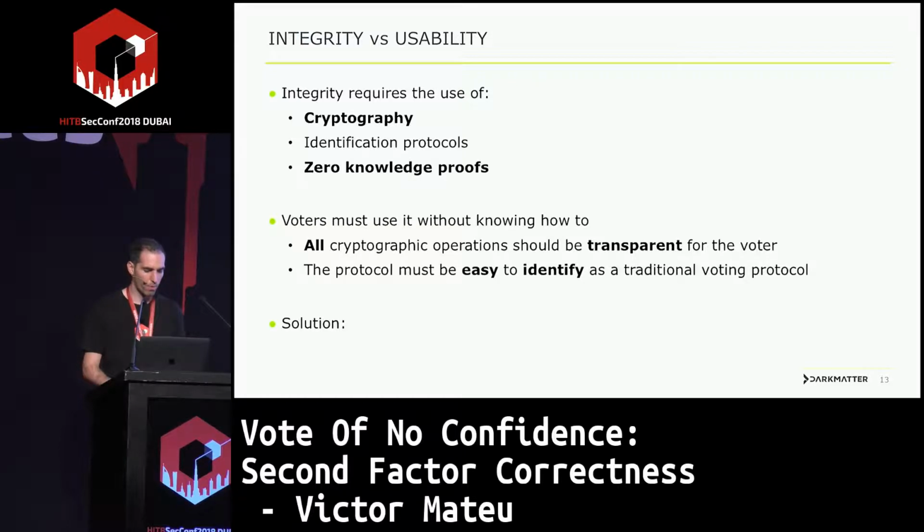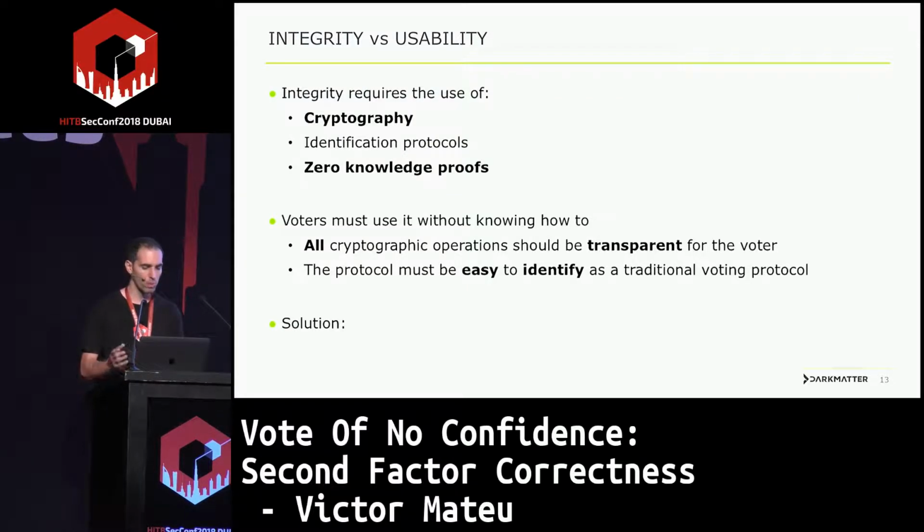Then we have another problem, which is integrity versus usability. This is a problem because you need to use cryptography. We need to use zero knowledge proofs. It's a very hard concept, and we cannot ask the voters to know about it, right? No voter will vote if it requires knowledge about cryptosystems, identification protocols, public key infrastructure.